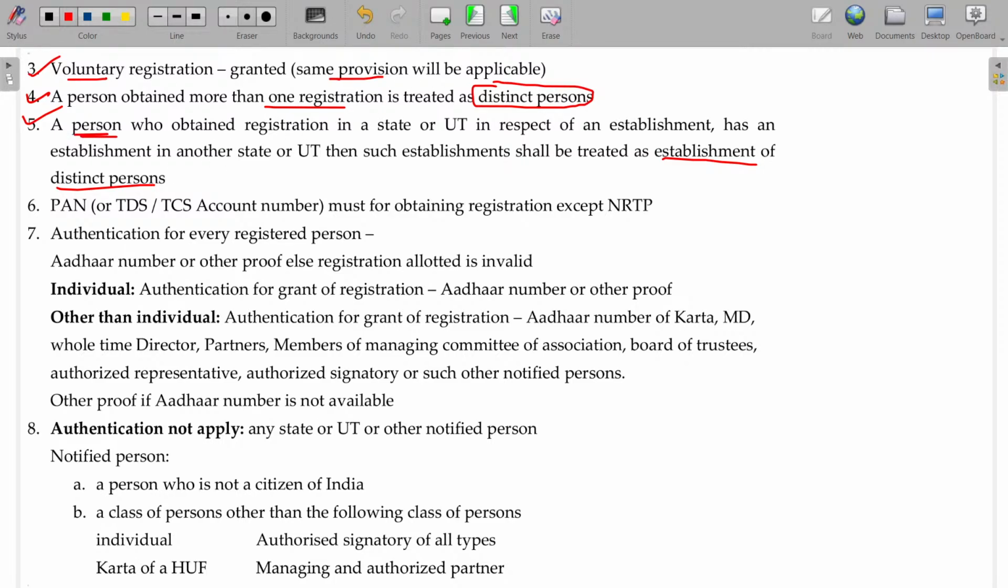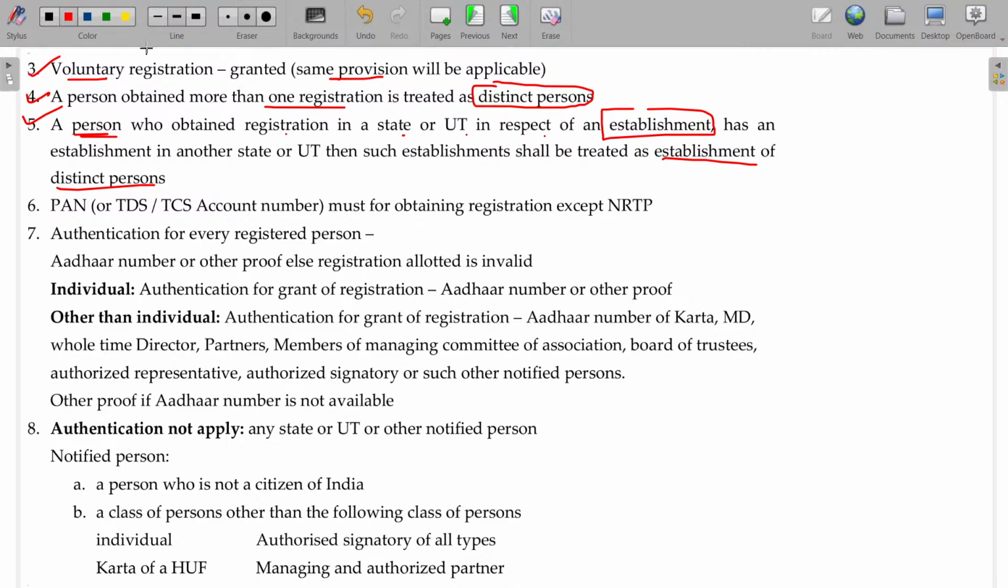A person who obtained registration in a state or union territory in respect of an establishment. I have an office here, it's an establishment, Singar Academy. There, Singar Books and Publication is also an establishment under my own banner. Then these two are called establishments of distinct persons.